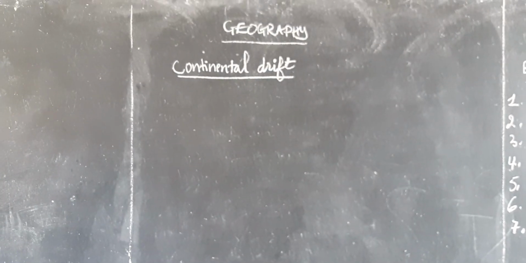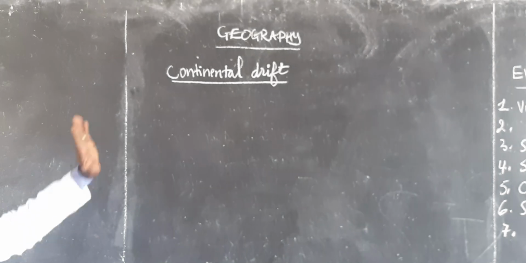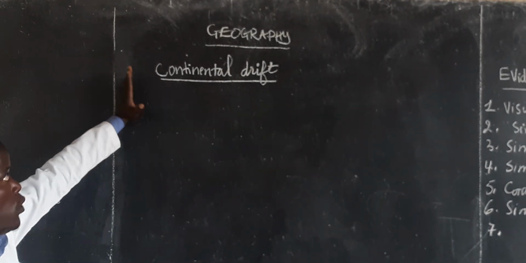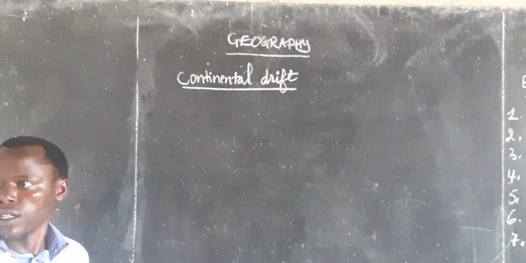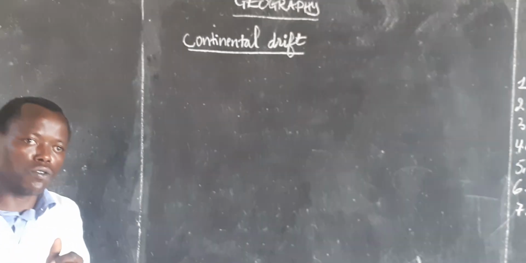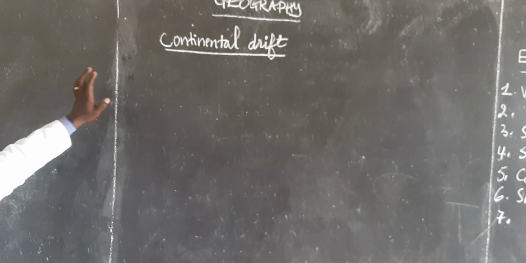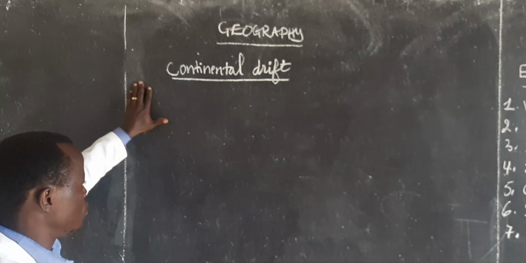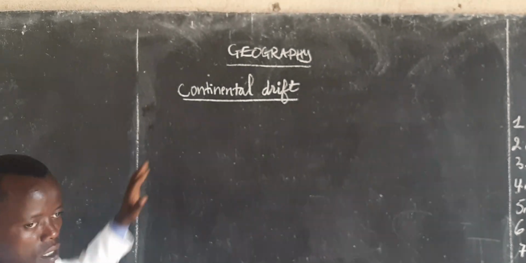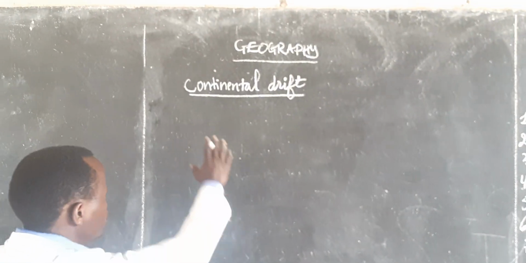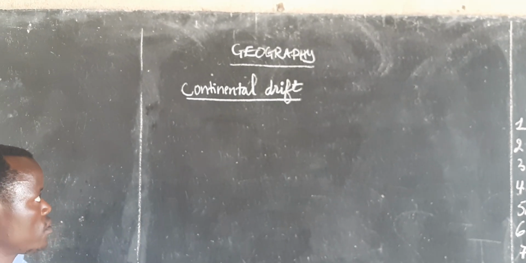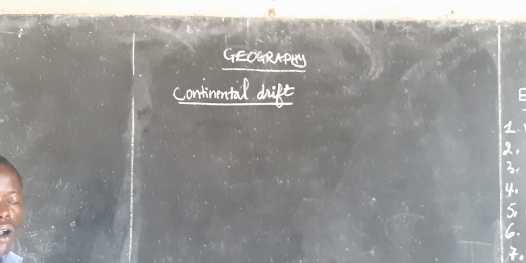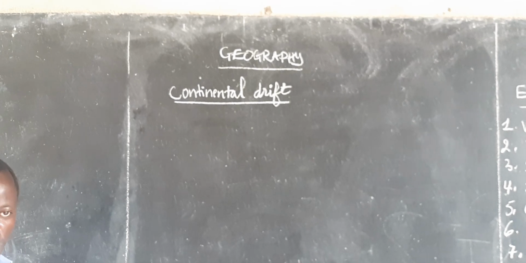Today we are going to learn geography, where we are still on physical geography. But our topic of today is about continental drift. So when we talk of a continental drift, what do you understand by the term? A continental drift refers to the movement of continental plates from their original position to the present day.